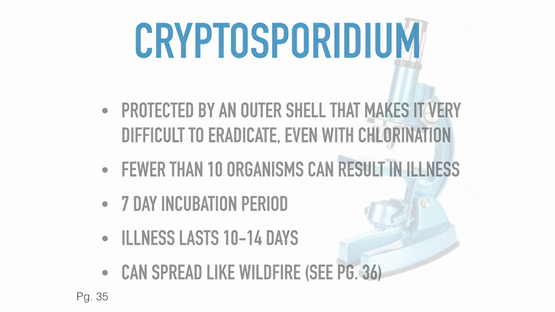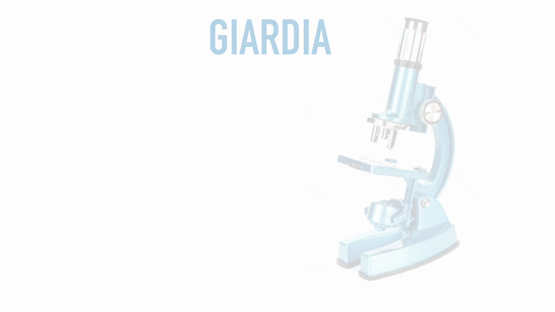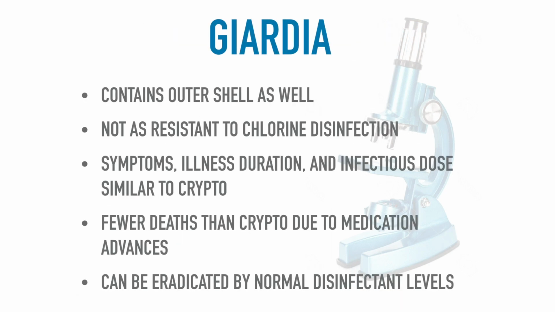The next on our list is going to be very similar to cryptosporidium. It's Giardia. Now, Giardia still contains an outer shell just like cryptosporidium, but it's not nearly as resistant to chlorine disinfection. If you look on page 41 of your books, you're going to see that German activation chart that we referenced earlier. We'll see that with Giardia, if we are at a 1 part per million residual chlorine inside of our pool, Giardia is killed off in 45 minutes.